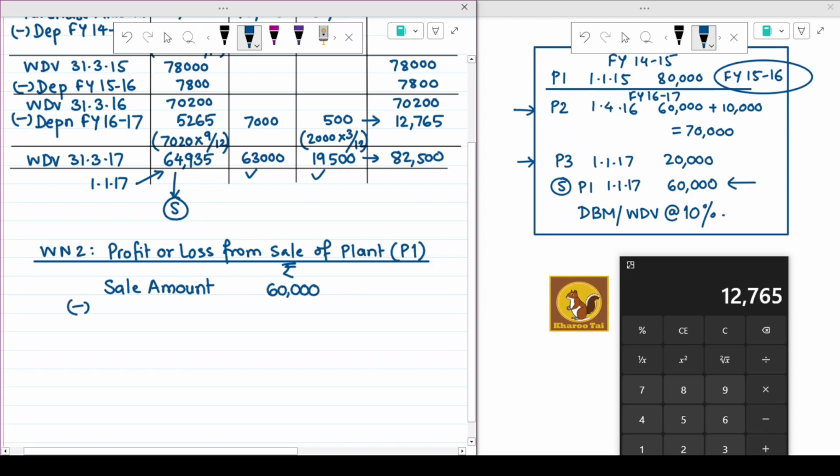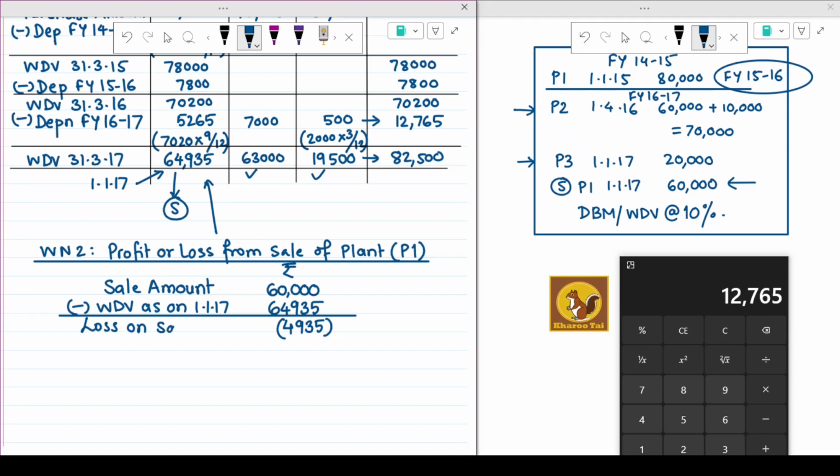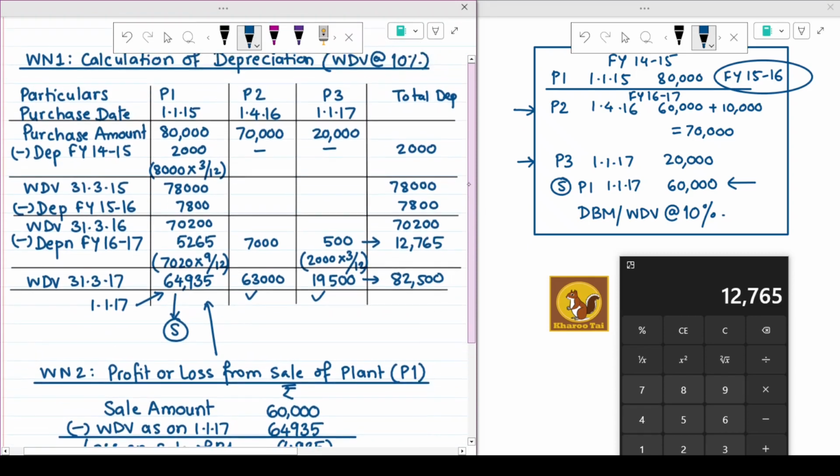And from that we will reduce WDV of this asset which was sold as on date of sale. And the WDV was 64,935. So the book value is 64,935 and we were not able to recover that amount from the sale. We have sold it for less amount, so we have got a loss of 4,935. Loss on sale of P1. So with this our working note 2 is also done. Both our workings are ready and now we can open our ledger accounts.